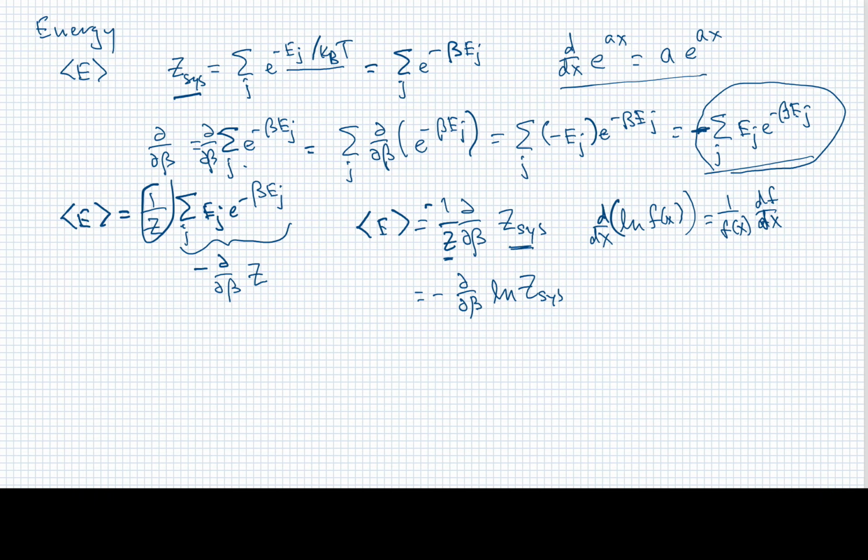So oftentimes you'll see, in fact, that the average energy for a system might be written in this very compact way as minus d log of the system partition function with respect to beta. All right, so this is a formula that we will want to pay attention to because it gives us a very interesting and compact way, if we know this partition function, of calculating the average energy.